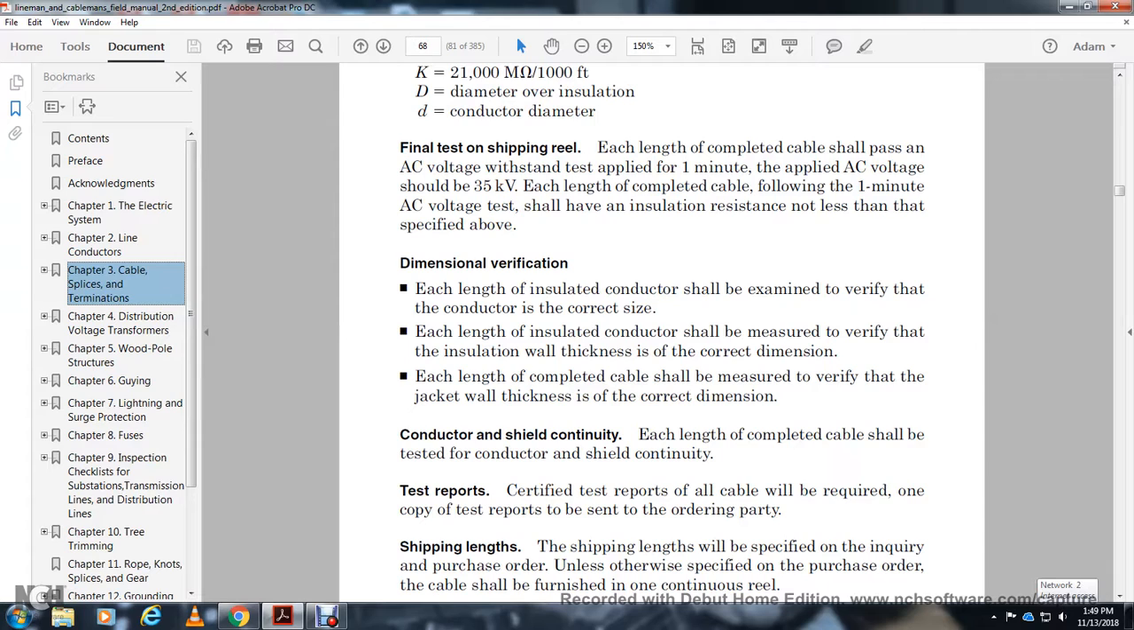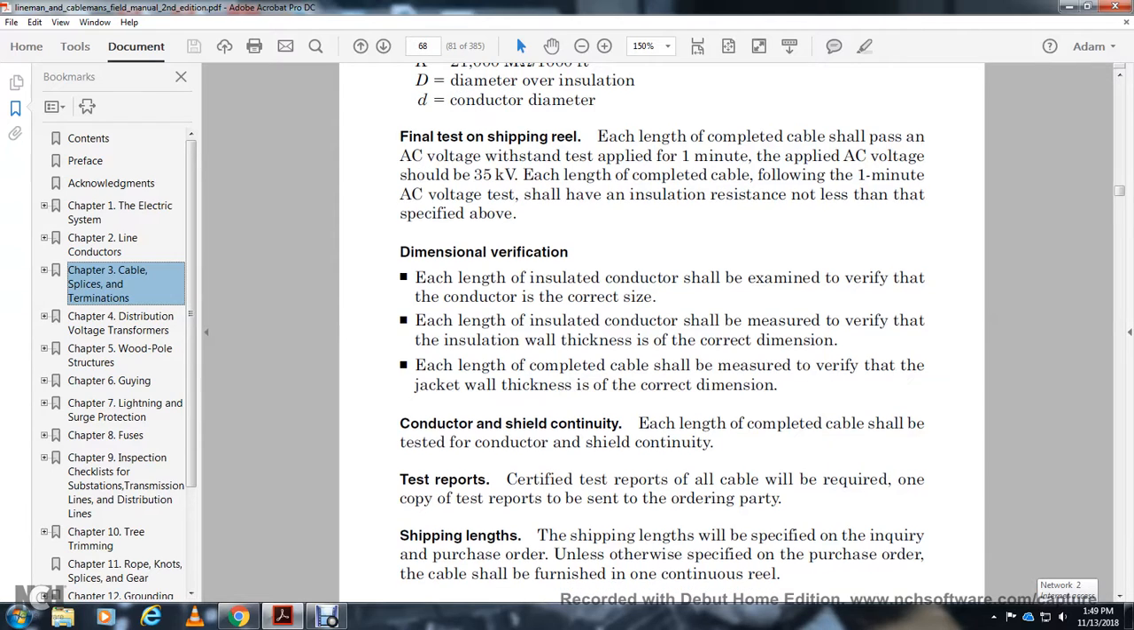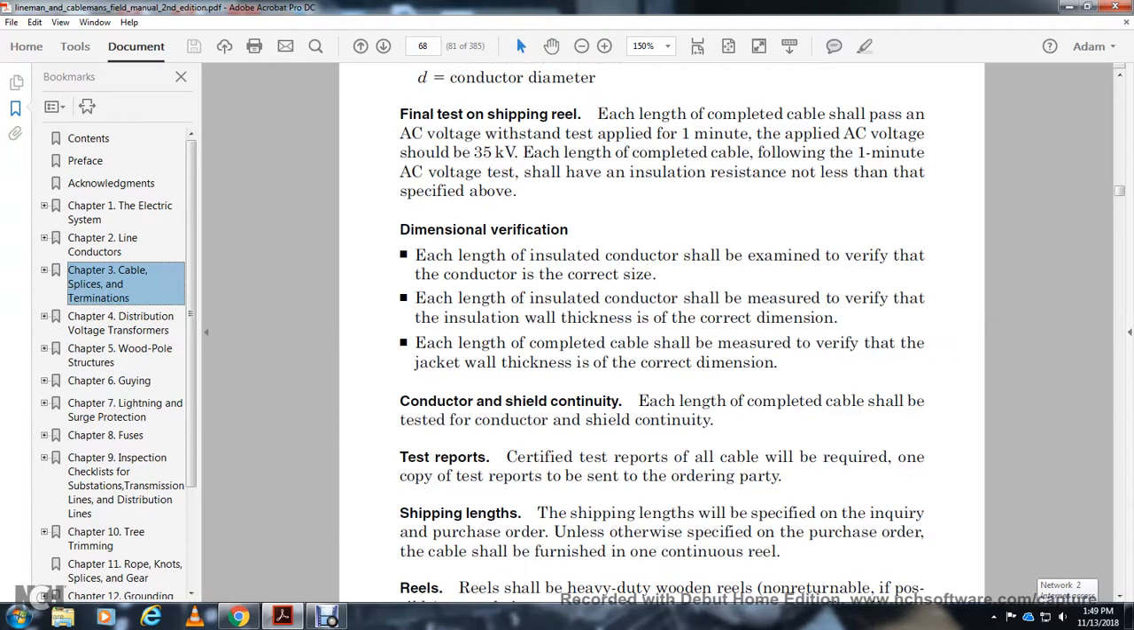Test report. Certified test reports of all of the cable will be required. One copy of the test reports will be sent with the order to the ordering party. Shipping length will be specified in the inquiry or purchase order. Unless otherwise specified in the purchase order, the cables will be furnished on one continuous reel.